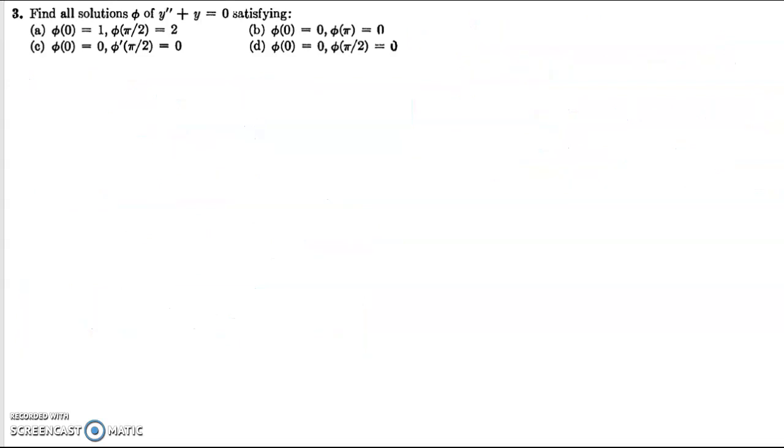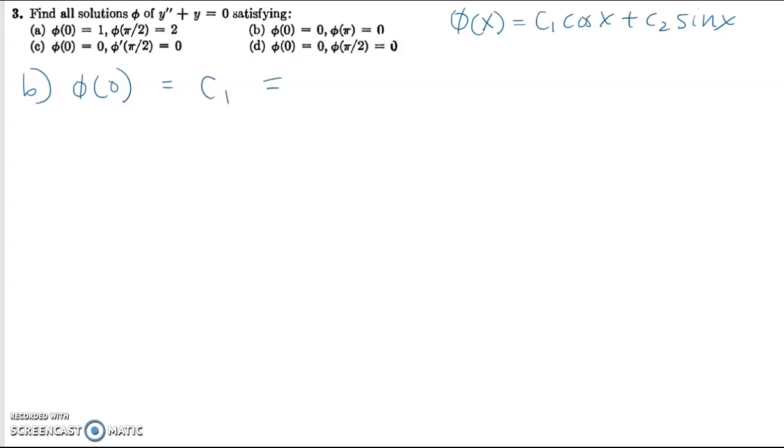Let's go ahead and do part B. Let me just rewrite our general solution that we have: c1 cosine of x plus c2 sine of x. All right, so let me begin by plugging in 0. If you remember, sine of 0 is 0, and cosine of 0 is 1, so this is just c1. And c1 is given as 0 in our case. Let's plug in pi. So we have c1 cosine of pi plus c2 sine of pi.